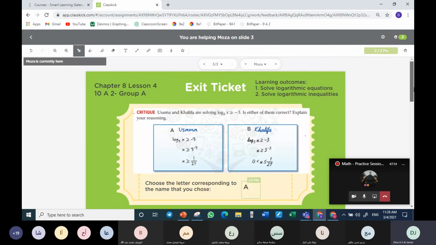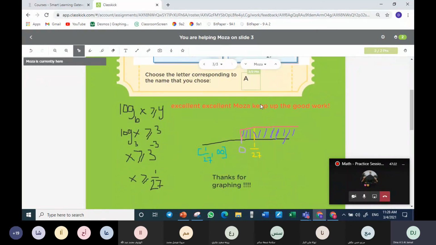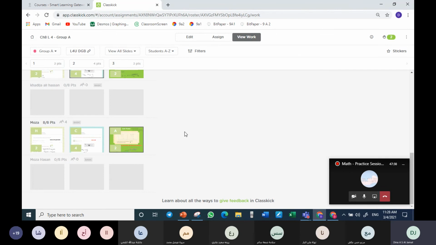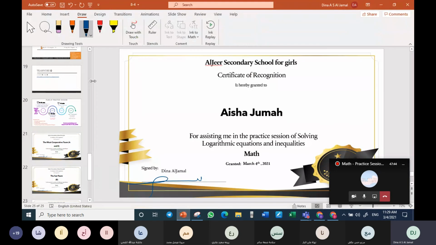MashaAllah, I can see that some of you even graphed. And who wrote this comment? Please, next time, write your name. Who wrote this comment for me? Yes, I wrote the comment for the girls in my group. Excellent. I can see Aisha. But please, next time, write your name next to the comment. I can see comments, but I didn't know who is the one. Good. Thank you, Aisha.